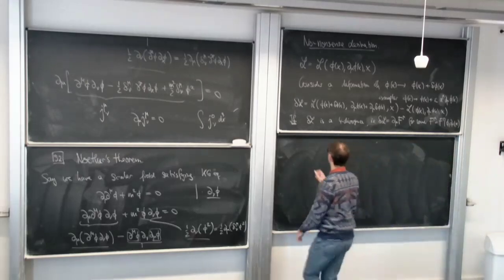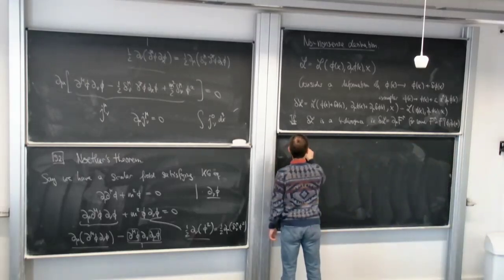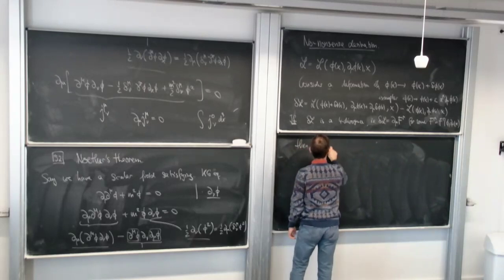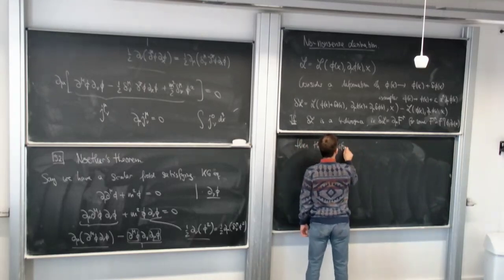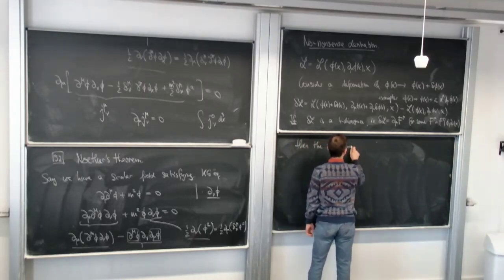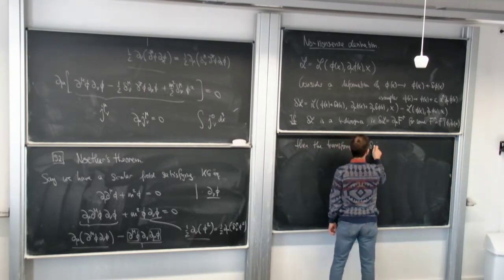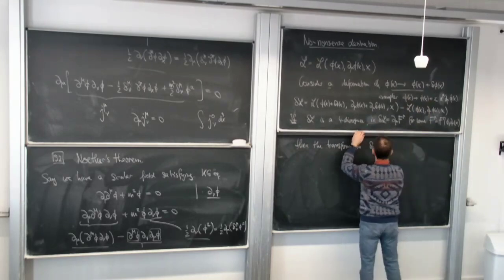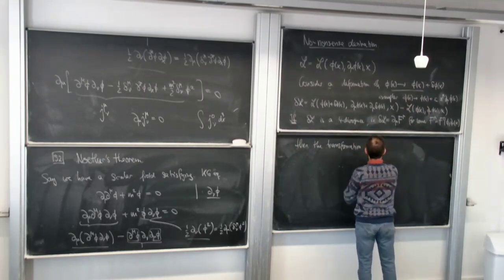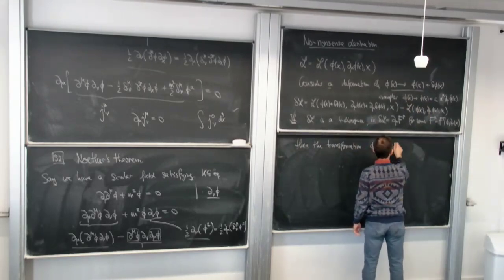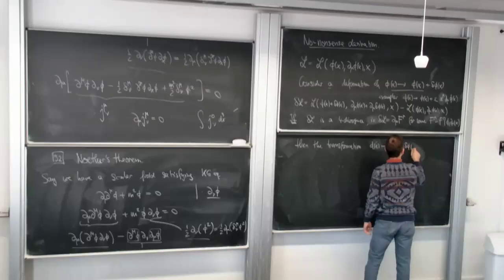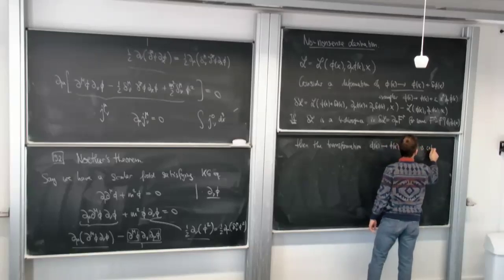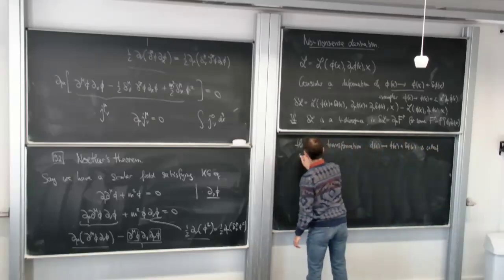So if that's the case, then the transformation like delta phi, or really this act here, this transformation phi of x going to phi of x plus delta phi of x, is called a symmetry.